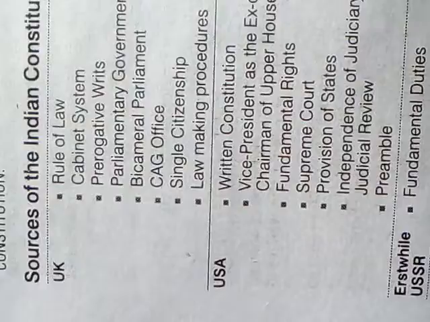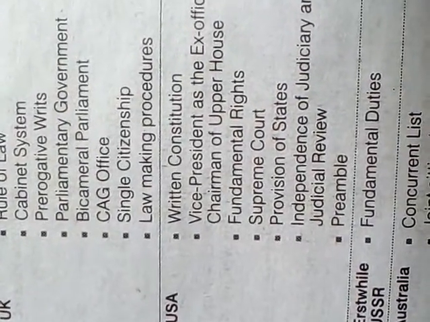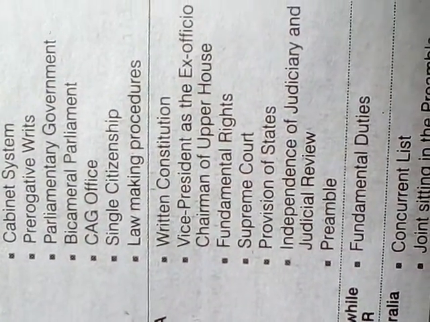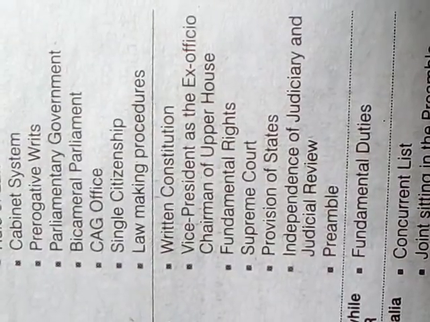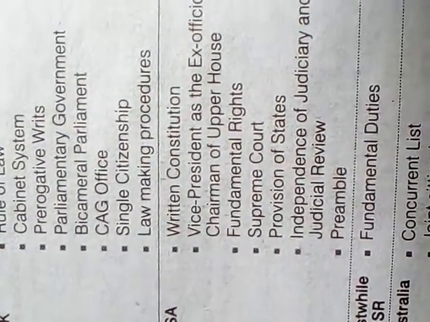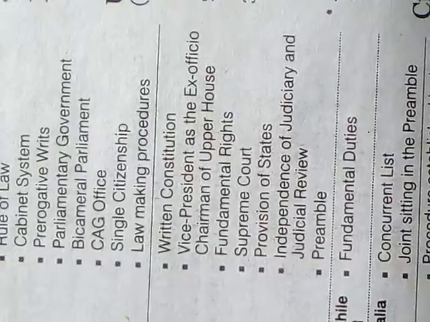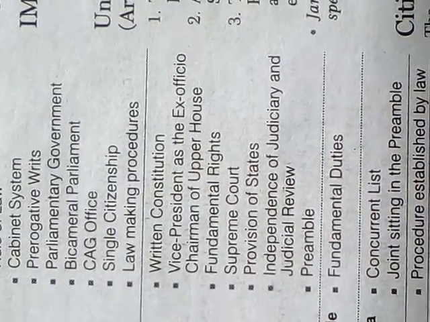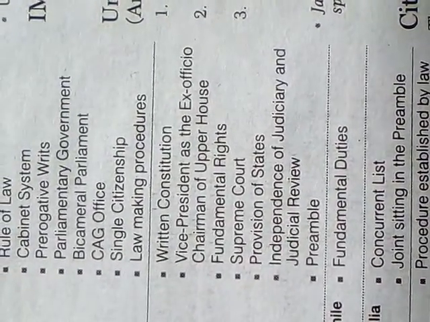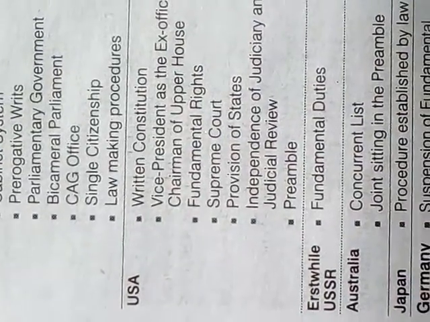Now from the USA: written constitution, the vice president as the ex officio chairman of the upper house, fundamental rights, Supreme Court, provisions of states, independence of judiciary and judicial review, and the preamble.